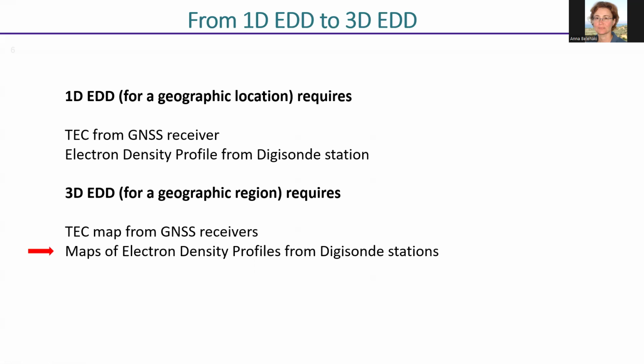Now, this second requirement is the most difficult one because we have to consider that although, for instance, in Europe we have more than 100 GNSS receivers, the number of Digisonde stations operating in the area is only 12 in the best case scenario, if all the stations are operating. So it is quite difficult to develop a map with only 12 points.